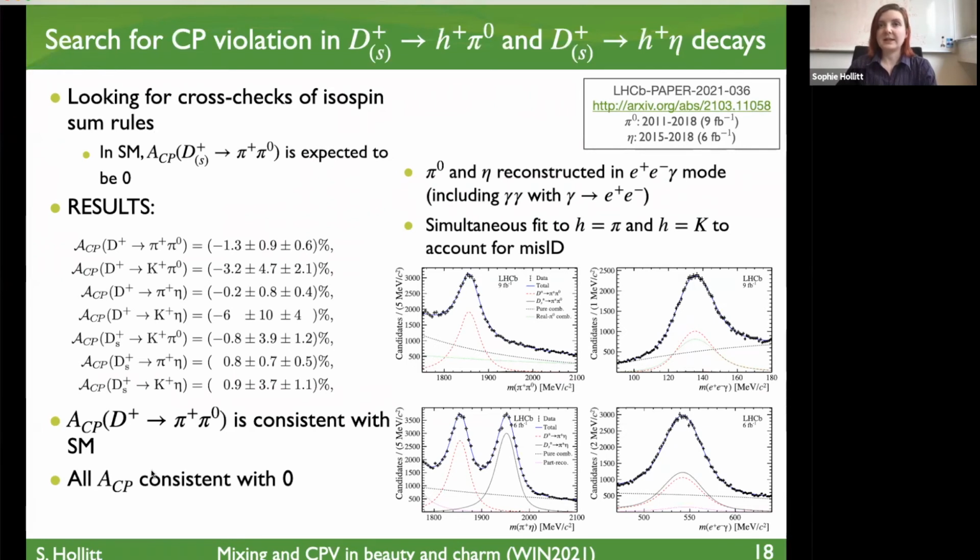Next, I'd like to take you through a discussion of searches for CP violation in D or Ds goes to h plus pi 0 and h plus eta decays. So here again, we're looking for cross-checks of isospin sum rules. The difference here compared to the K-pi puzzle is we're expecting that the CP asymmetry in D goes to pi plus pi 0, we expect that to be 0.